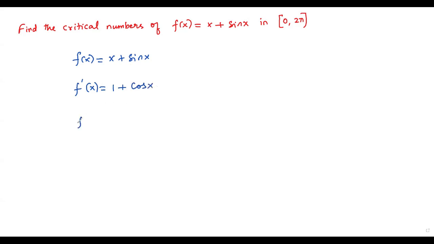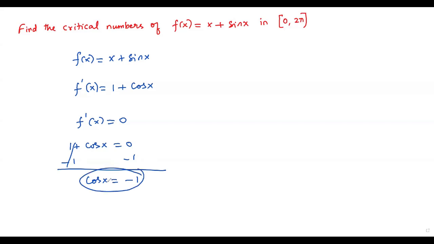Now I have to equate this first derivative to 0. Then I get 1 plus cosine x equals 0. Let me subtract 1 from both sides. When I do so, the positive and negative 1 cancel out, and I get cosine x equals negative 1. Now in this equation, I have to solve for x.